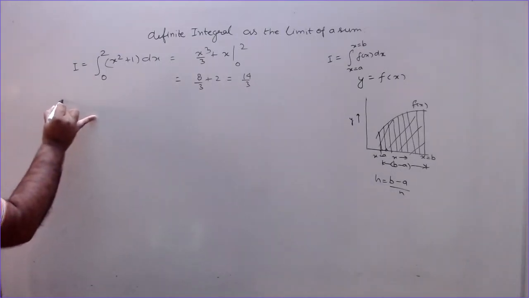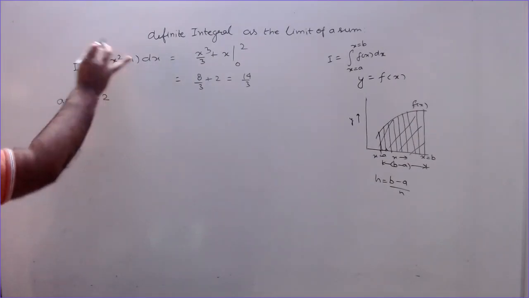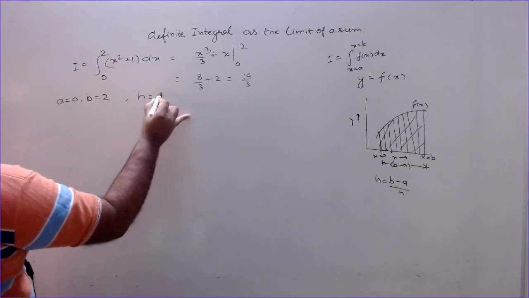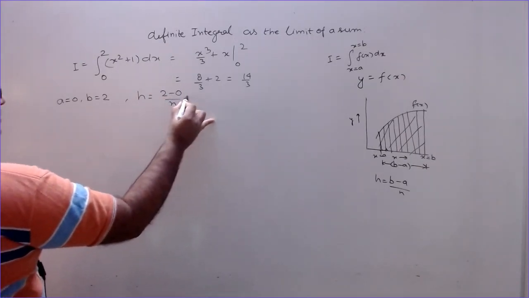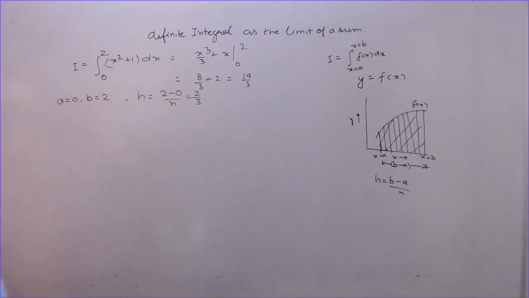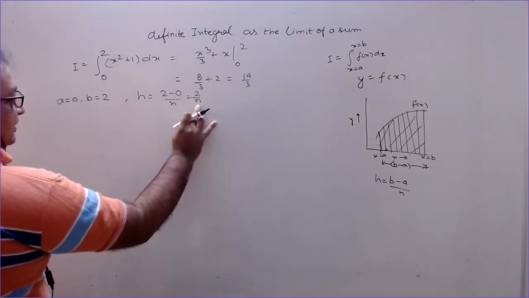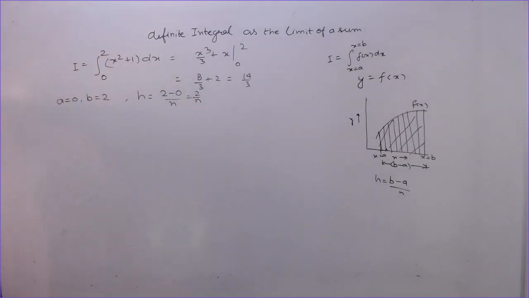So here we have a is equal to 0 and b is equal to 2. Again we divide this, 2 minus 0 by n, that is 2 by n, dividing this into n number of parts. So the value of h, the interval, is given by 2 by n. As n tends towards infinity, h tends towards 0.